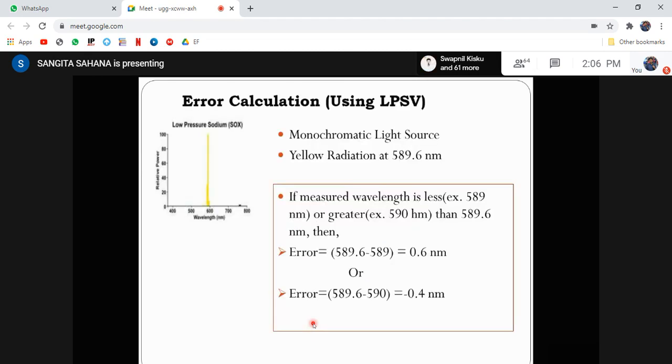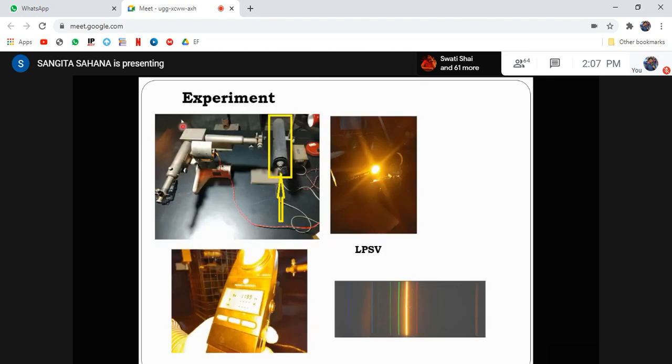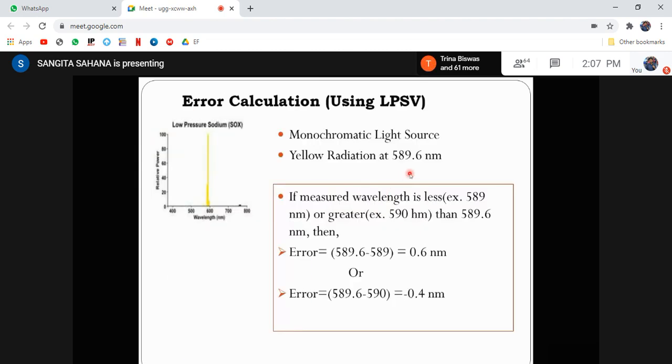So, the error calculation. We'll start the experiment with the low pressure sodium vapor lamp, and to check the error of the instrument, we will measure the yellow wavelength here. If it comes at 589.6 nanometer, then of course there is no error in this instrument. But suppose our reading is 589 nanometer or 590 nanometer, then there is an error of 0.6 nanometer or 0.4 nanometer. Because we already know that due to the property of the sodium inside the discharge tube, the radiation is at 589.6 nanometer. So you start the experiment, measure the wavelength for yellow and then calculate the error.